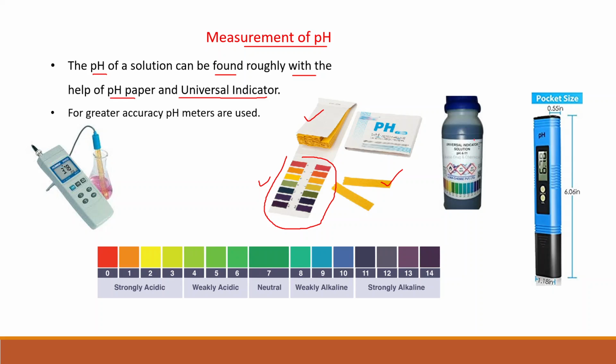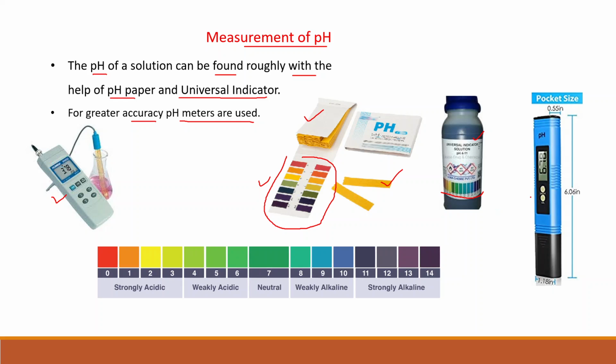And this is a universal indicator. Similarly, if 1 or 2 drops of universal indicator are put in the solution for which we have to determine the pH, a color will develop, and that color is also matched with this chart. But this is rough; generally we get only an approximate value. For greater accuracy, pH meters are used. This one is a pH meter.